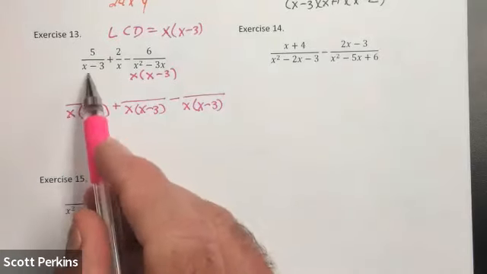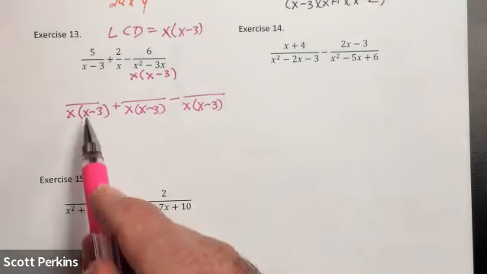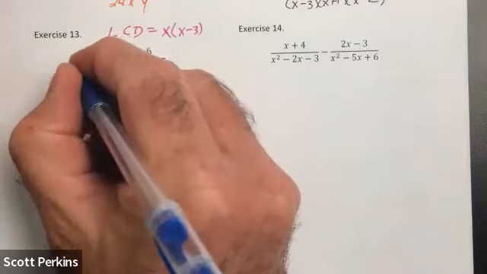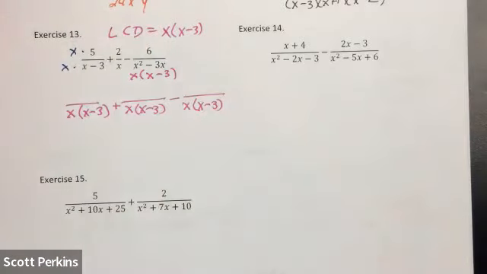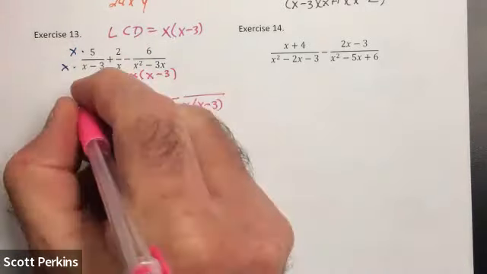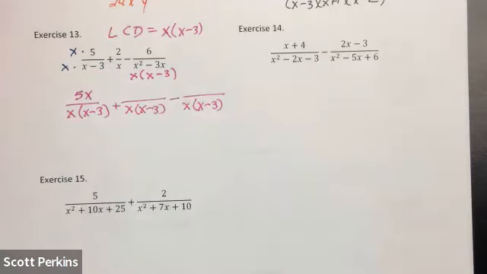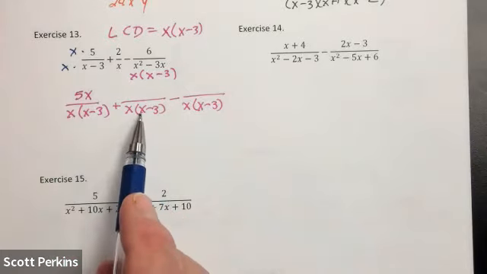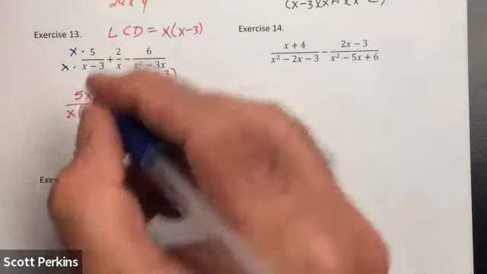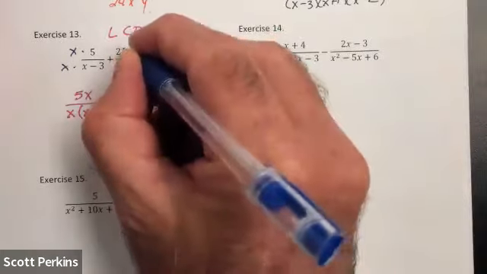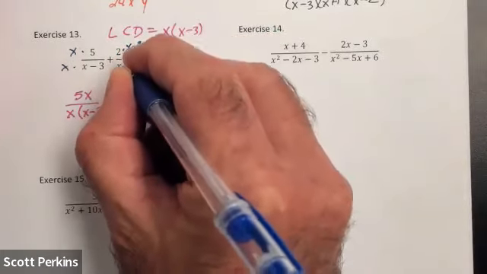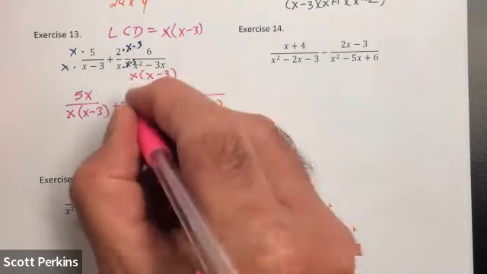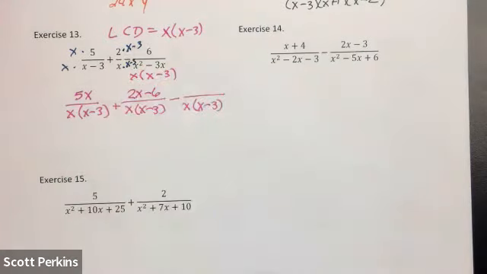My first fraction has an x minus 3. I've got to change it into this. So I've got to multiply that first fraction by an x. So the numerator becomes 5 times x, or 5x. Okay, and we're off to the races. The second fraction just has an x in the denominator, and it needs to be this. So I got to multiply this second one by x minus 3. And so when I do that, the numerator becomes 2x minus 6.